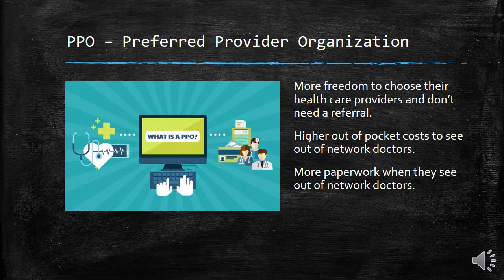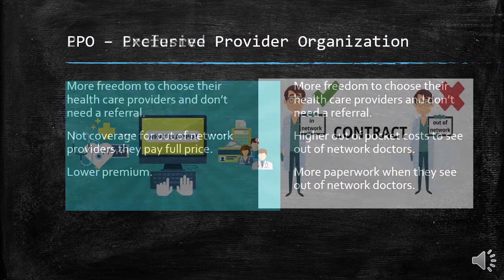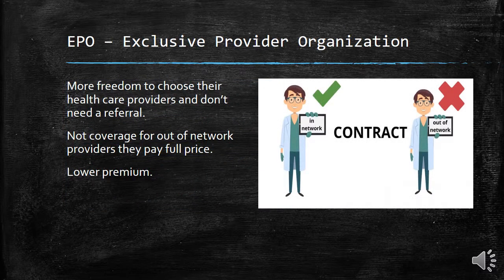PPO, Preferred Provider Organization: more freedom to choose their healthcare providers and don't need a referral. Higher out-of-pocket costs to see out-of-network doctors, and more paperwork when they see out-of-network doctors. EPO, Exclusive Provider Organization: more freedom to choose their healthcare providers and don't need a referral. No coverage for out-of-network providers, they pay full price, but lower premium.